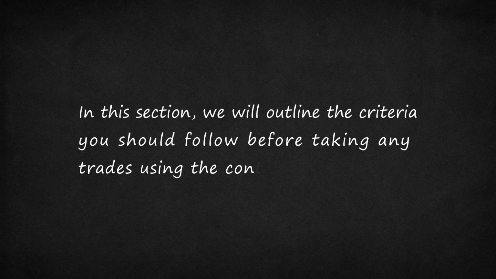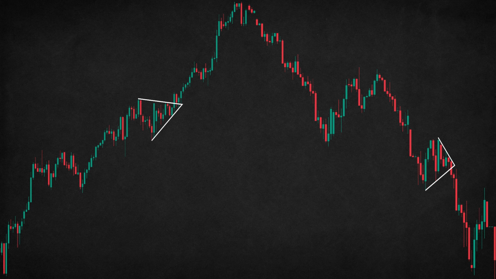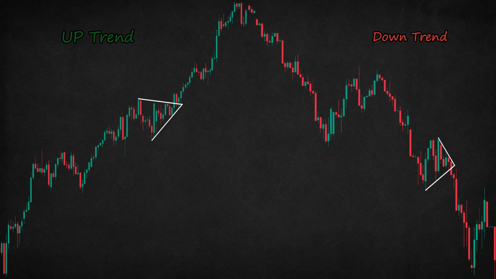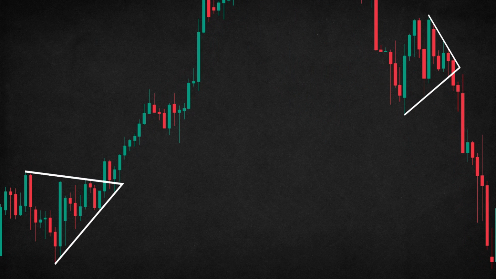In this section, we will outline the criteria you should follow before taking any trades using the continuation pattern. 1. Identify the market trend. Look to buy during an uptrend and sell during a downtrend. 2. Spot continuation pattern. Draw the upper and lower bands of the pattern. 3. Candle confirmation. Wait for a candle to close above the upper band before taking a buy position and below the lower band for a sell position.